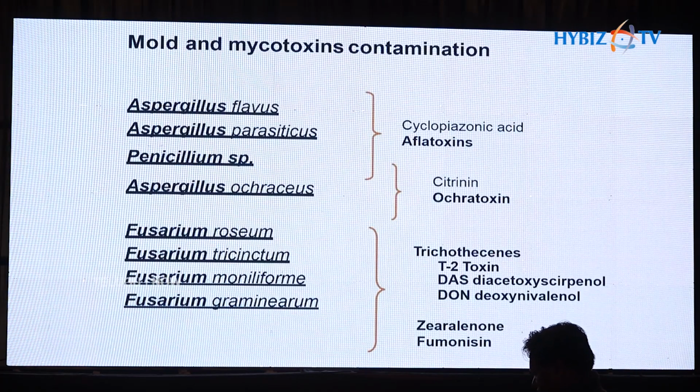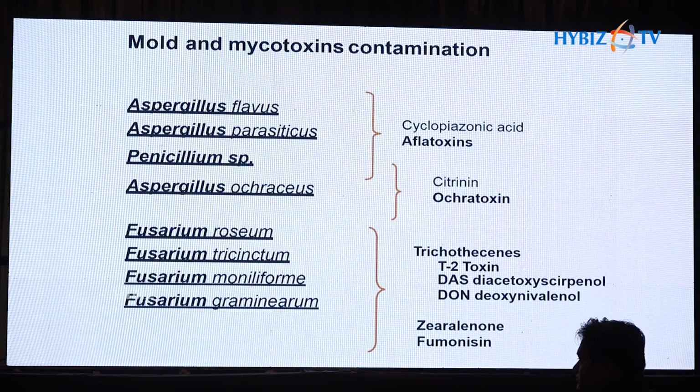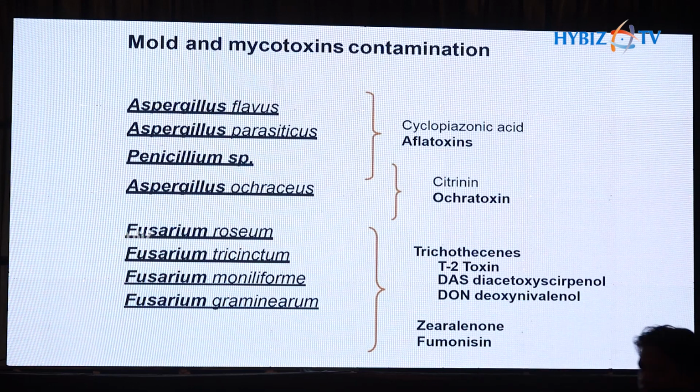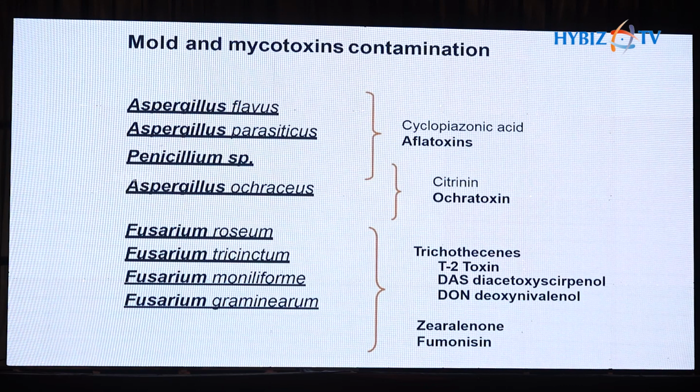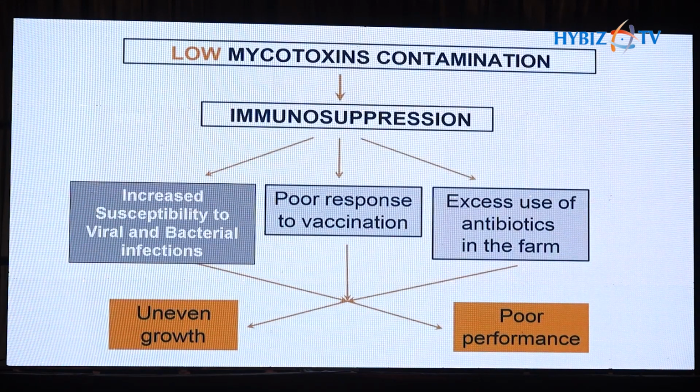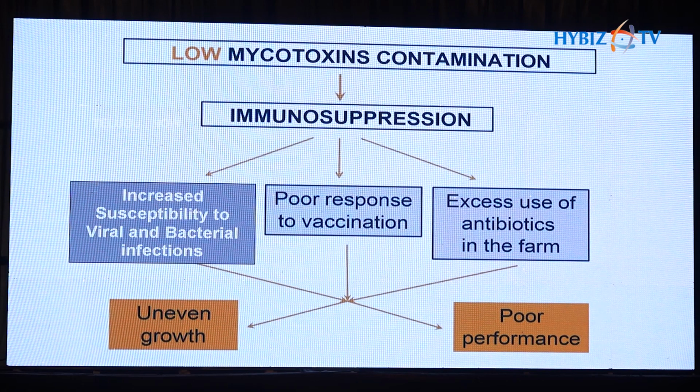There are many species of fungi which produce different toxins like cyclopiazonic acid, aflatoxins, citrinin, ochratoxin, trichothecenes, T2 toxin, DAS, DON, zearalenone, and fumonisin. So what will happen if low mycotoxin contamination is there in feed for a long duration? Particularly because of immunosuppression, there is increased susceptibility to viral and bacterial infections, poor response to vaccinations, and excessive use of antibiotics, and the end result is uneven growth and poor performance of the birds.